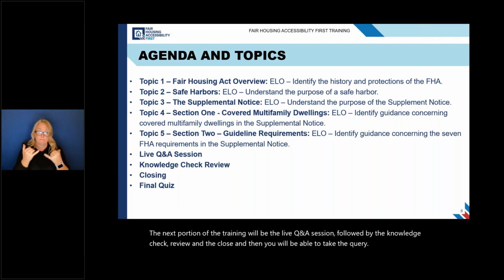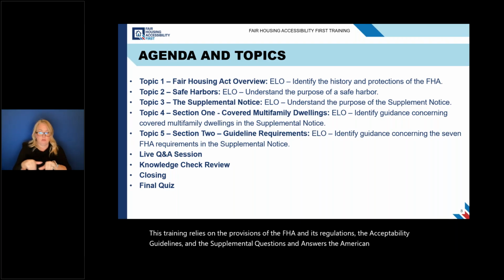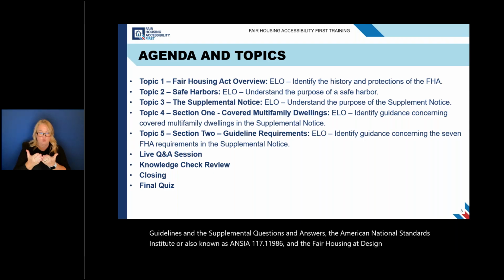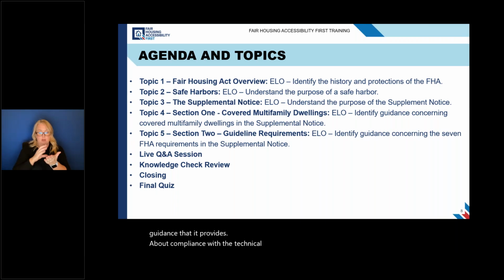This training relies on the provisions of the FHA and its regulations, the accessibility guidelines, and the supplemental questions and answers, the American National Standards Institute, also known as ANSI A117.1, 1986, and the Fair Housing Act Design Manual for the guidance that it provides about compliance with the technical design and construction requirements in the Act.